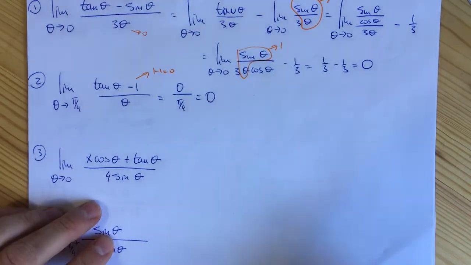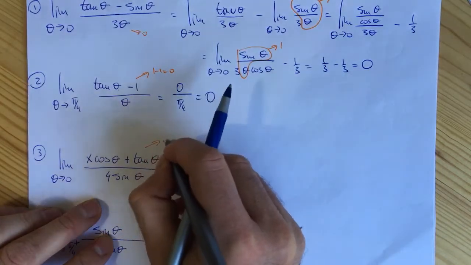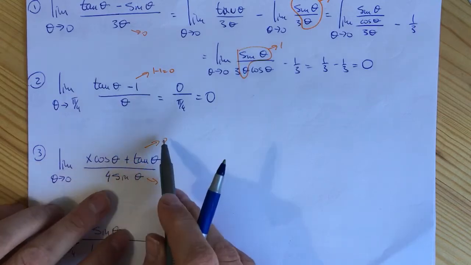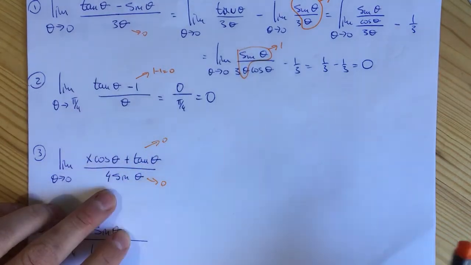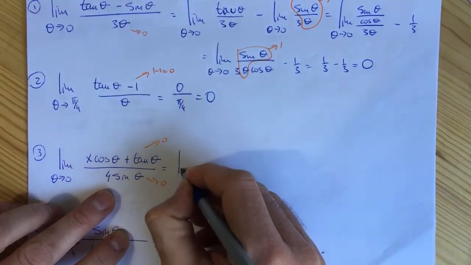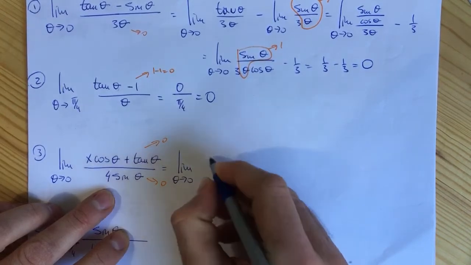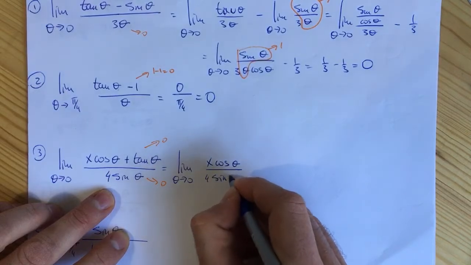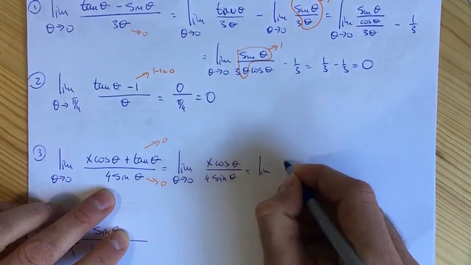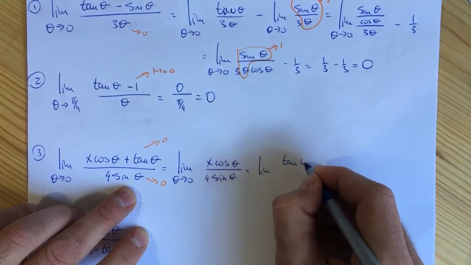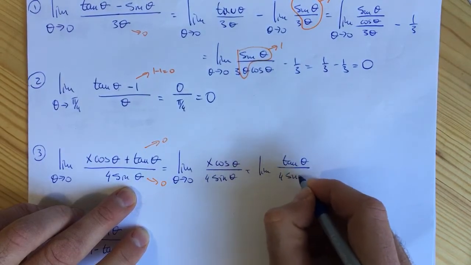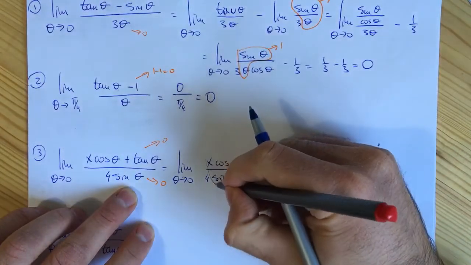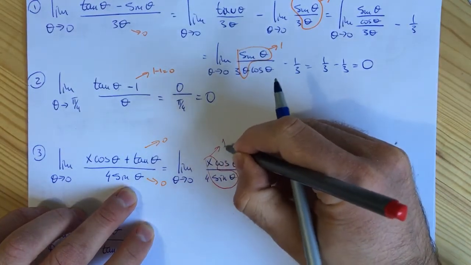Okay. In the next limit, again, I have a 0 over 0 limit. 0 times 1 is 0, tangent of 0 is 0, over 4 times sine of 0 is 0. So here again I can split this up. So it's the limit of theta cosine of theta over 4 times sine of theta plus limit of tangent of theta over 4 times sine of theta. Here this limit, as theta goes to 0, this ratio theta over sine of theta goes to 1.